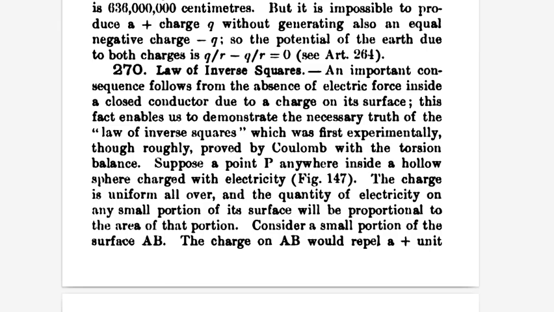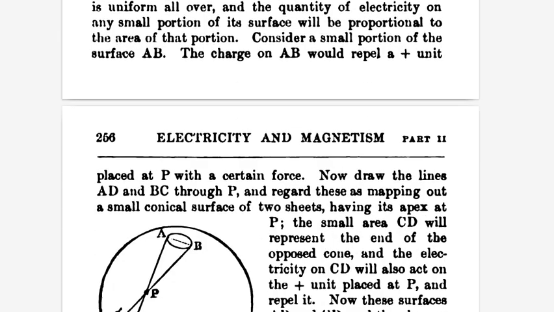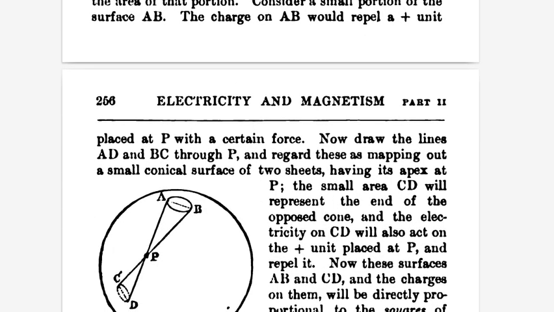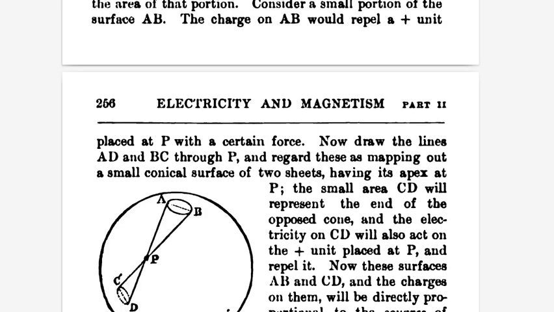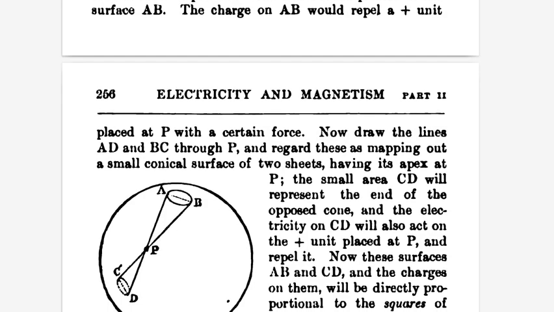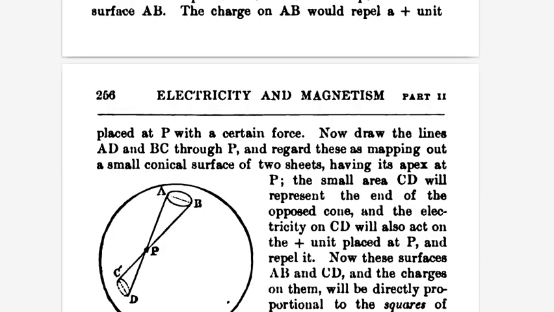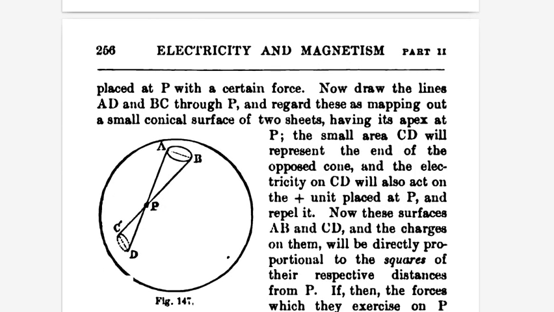Suppose a point P anywhere inside a hollow sphere charged with electricity, figure 147. The charge is uniform all over, and the quantity of electricity on any small portion of its surface will be proportional to the area of that portion. Consider a small portion of the surface AB. The charge on AB would repel a plus unit placed at P with a certain force.